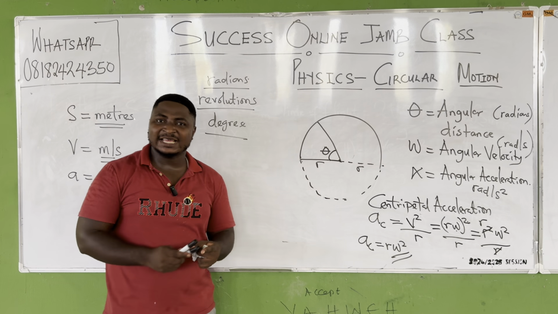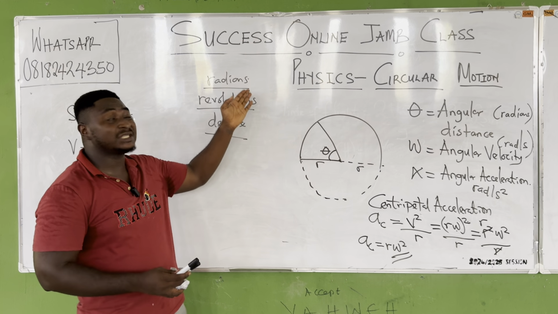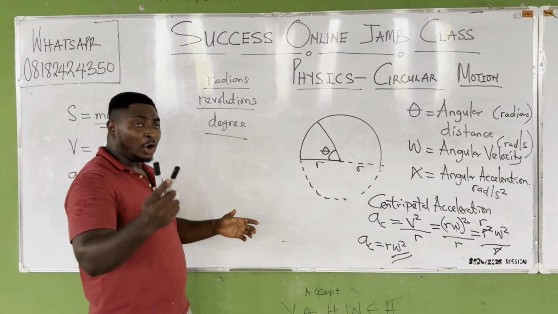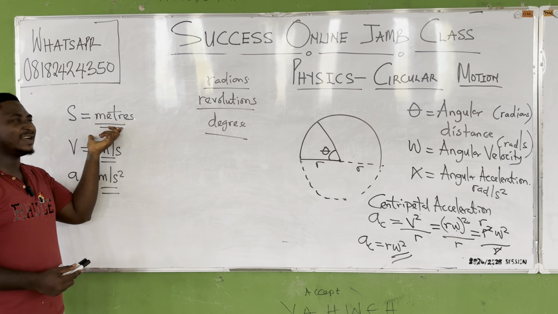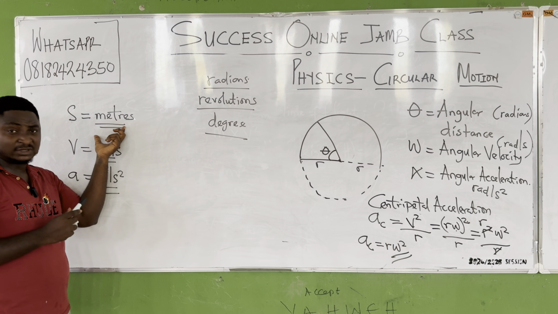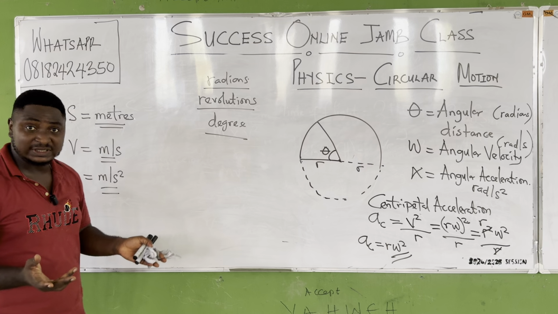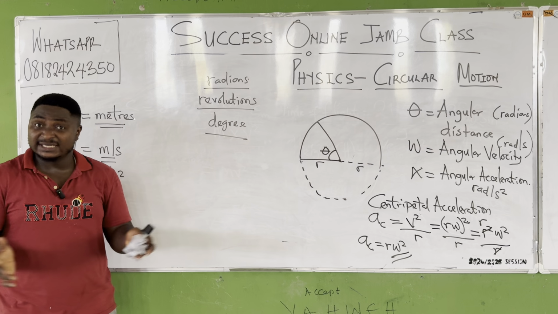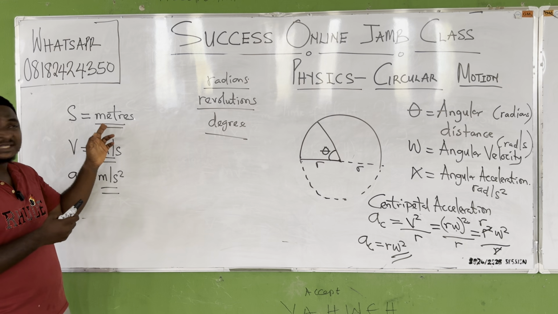So when you measure the angular distance covered by a body, the question you now ask yourself is, which of these is the most accepted unit of measurement for angular distance? If you come back to linear motion, even though we said that the unit for the distance covered is meters, you must realize that meter is not the only unit for distance covered. There are other units: centimeter, foot, yards, miles, kilometer. But the most accepted unit for measurement of distance is meters.